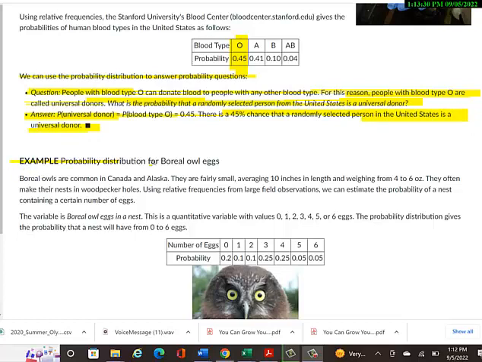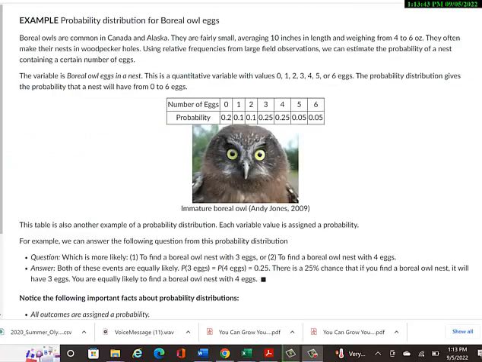Now here's another example: the probability distribution for boreal owl eggs. Boreal owls are common in Canada and Alaska. They are fairly small, averaging 10 inches in length and weighing from 4 to 6 ounces. They often make their nests in woodpecker holes.